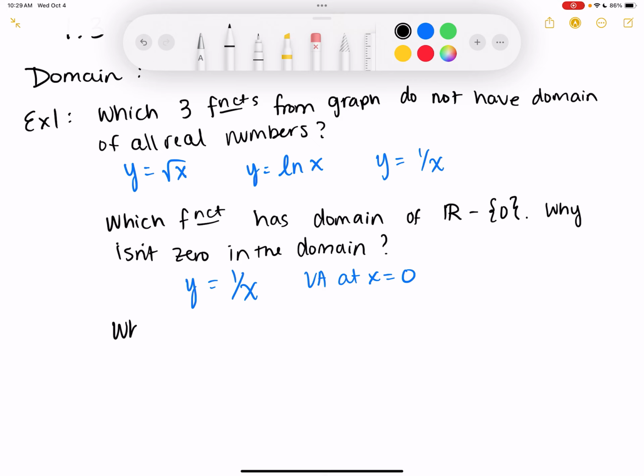One more about domain. Which two functions have no negative numbers in the domain?